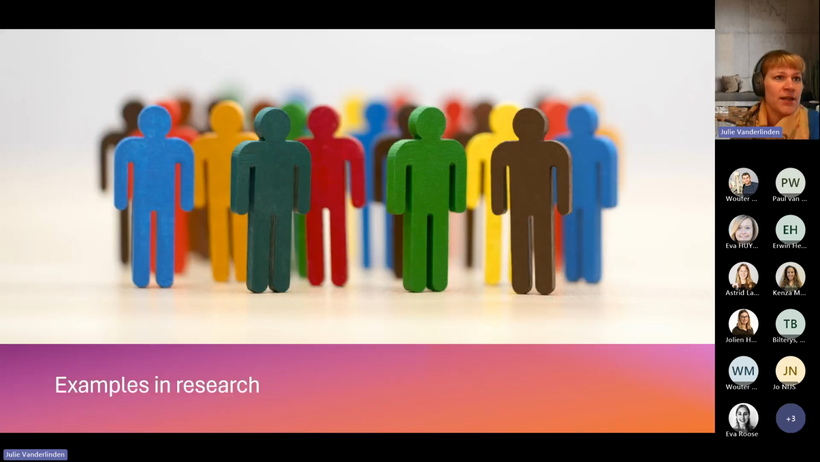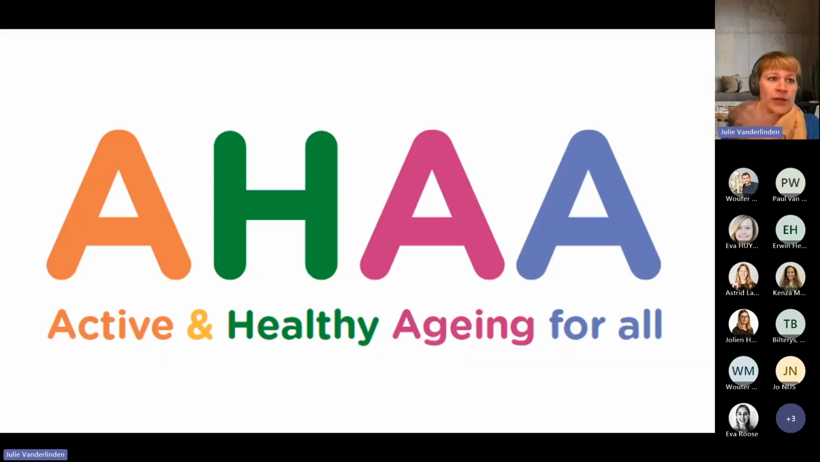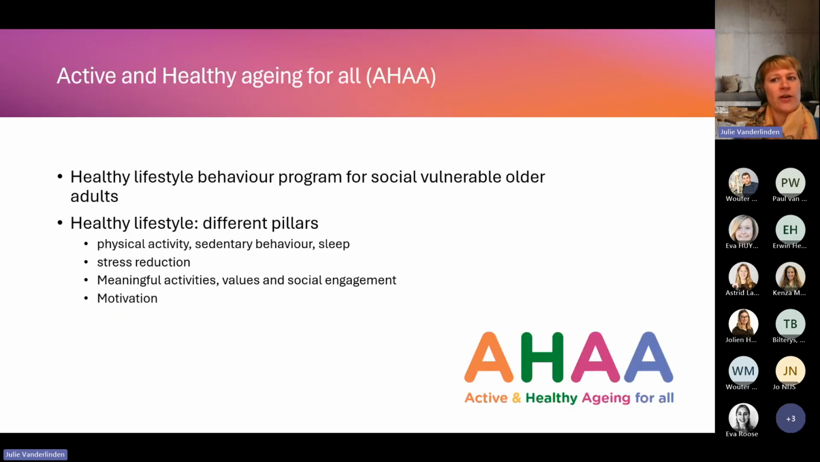As for examples in our own research, and probably you are already working with some socially vulnerable groups from young to old. As for our research, I've brought in two examples. Our first study is the AHA study, which is an Active and Healthy Aging for All program. It's a study that we started at the Odisee University of Applied Sciences in 2019.